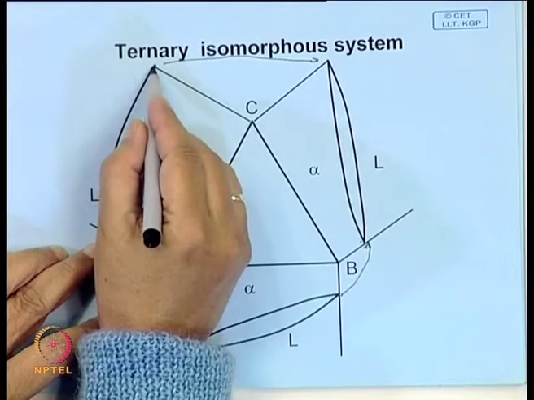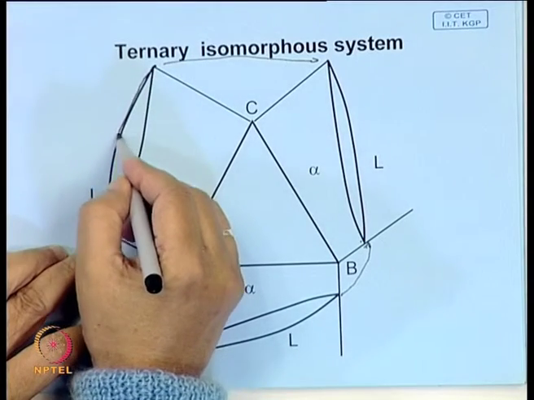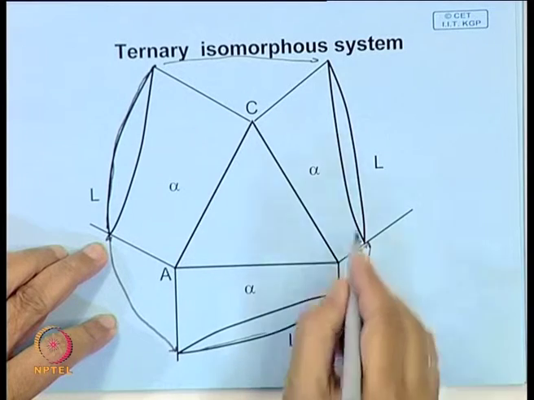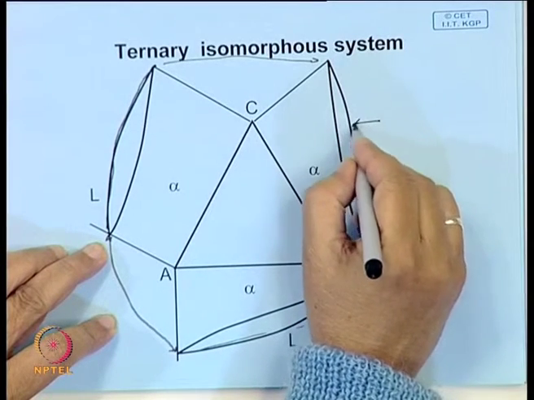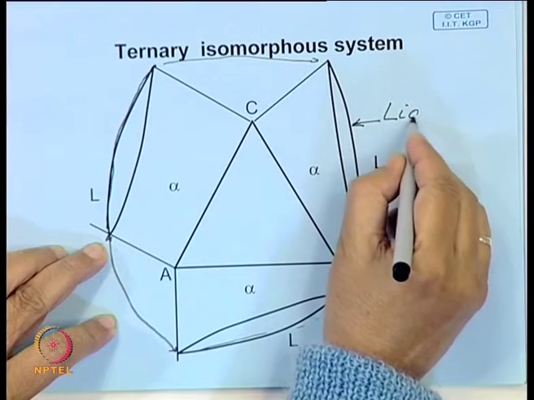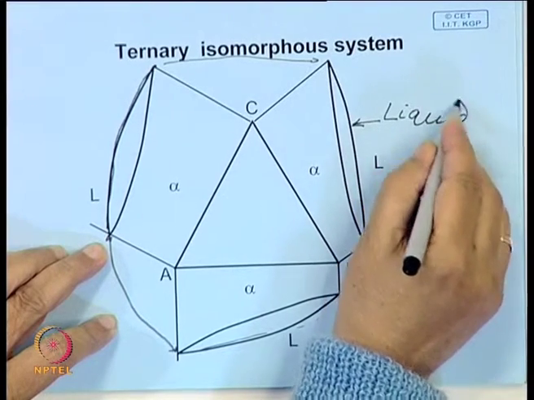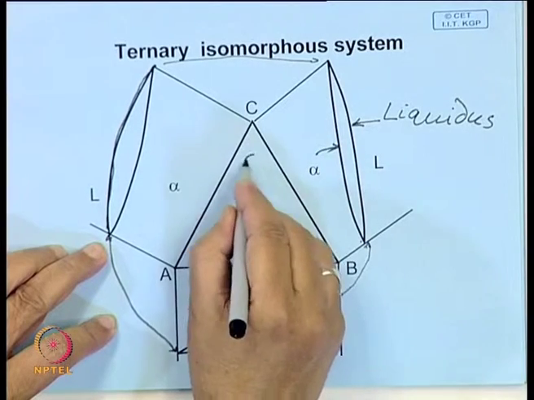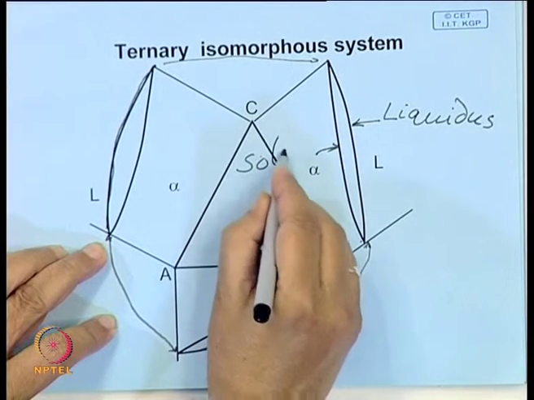You will have one top surface, which is made up of these liquidus lines. This line is the liquidus, and this line is the solidus.